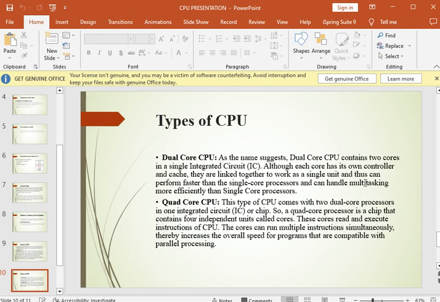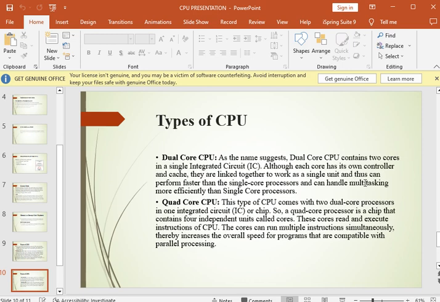Move on to dual core CPU. As the name suggests, dual core contains two cores in a single integrated circuit. Although each core has its own controller and cache, they are linked together to work as a single unit, and thus it can perform faster than the single core processor and can handle multiple tasks more efficiently than a single core processor. Then we have quad core CPU.